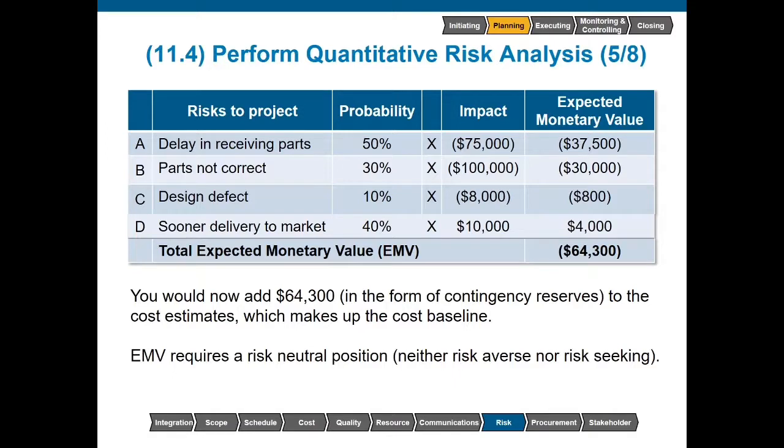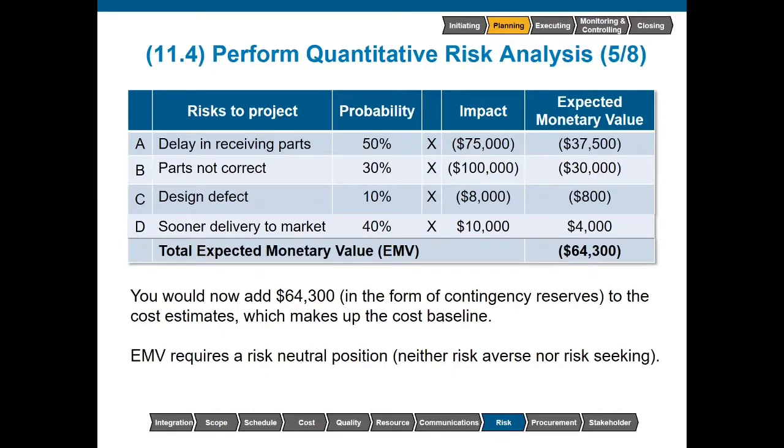The reason EMV requires risk neutrality, if we look at these various risks, if somebody is risk averse, they would look at this and say, well, if there's a 50% chance that there will be a delay and a 30% chance that the parts are not correct, why don't we just change suppliers? Now, at this point, we're no longer risk neutral. We're going to go ahead and select a different risk response strategy. We're going to select avoid. We will change something about the project to eliminate this threat.